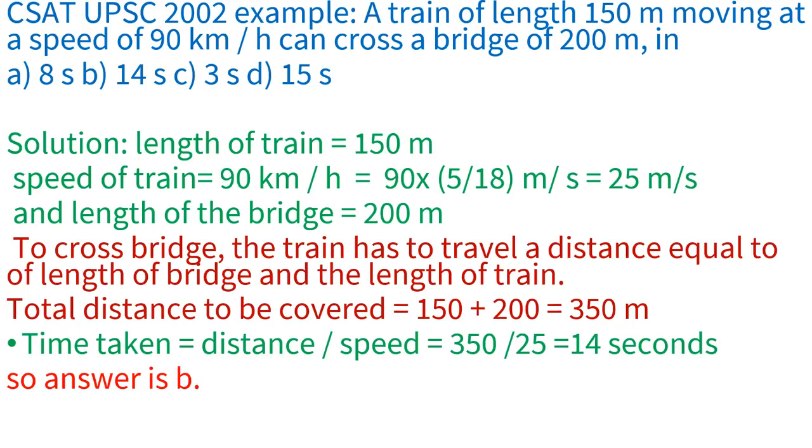I told you in the video that when we have to convert the speed, we multiply by 5 upon 18. 1 km per hour is equal to 5 upon 18 meter per second. So we have multiplied it: 90 into 5 upon 18 is 25 meters per second. So this comes to 14 seconds.